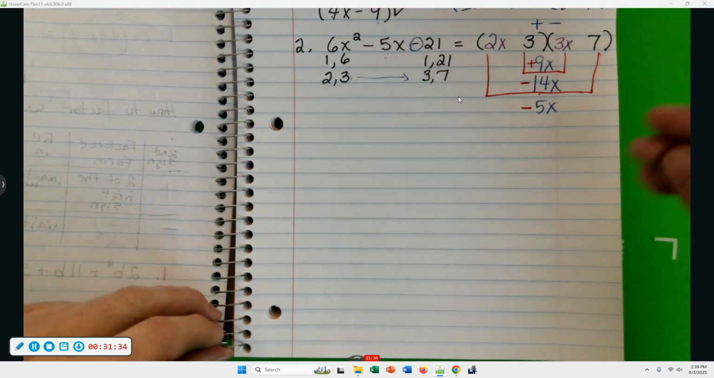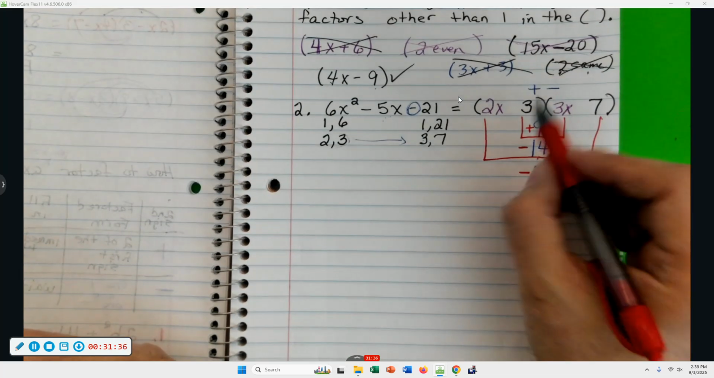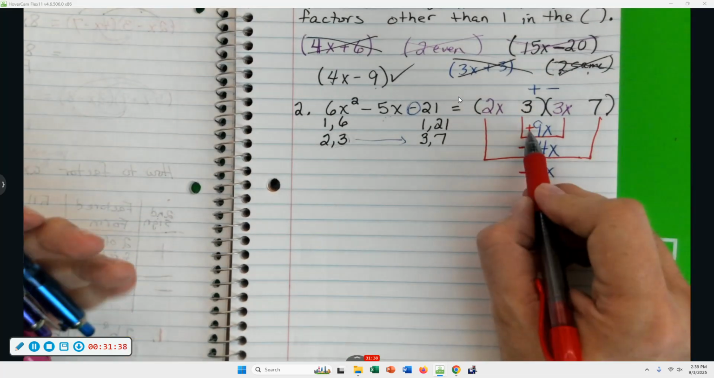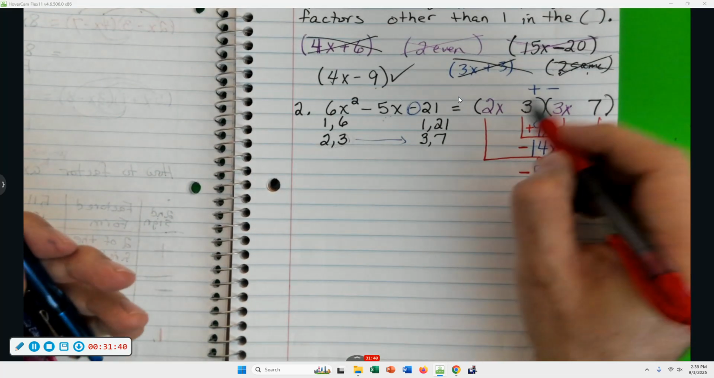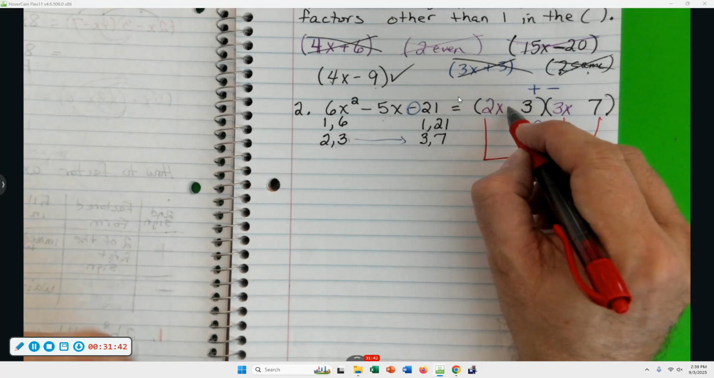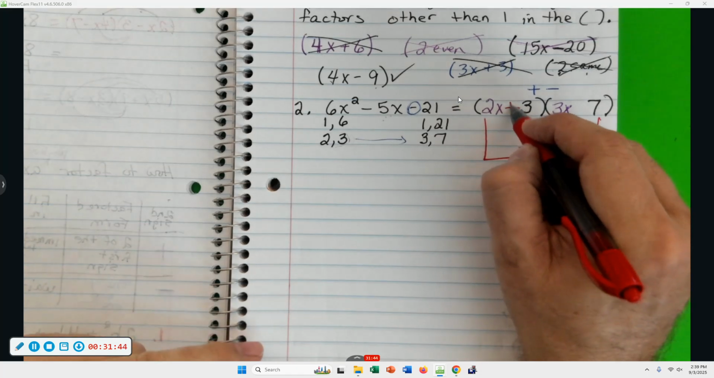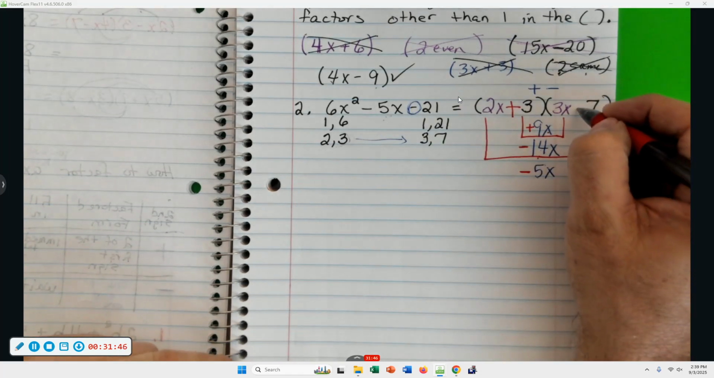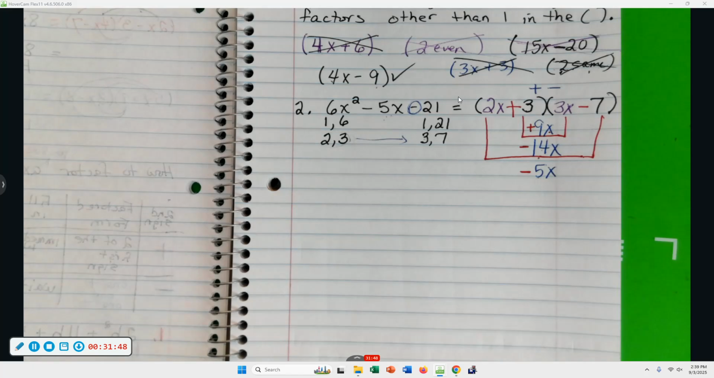So chasing those signs, what goes in front of the 3? If I'm going to get a positive 9x, what do I put in front of the 3? A plus or a minus? Plus. And in front of the 7, I get a minus. And you can check your answer. How?